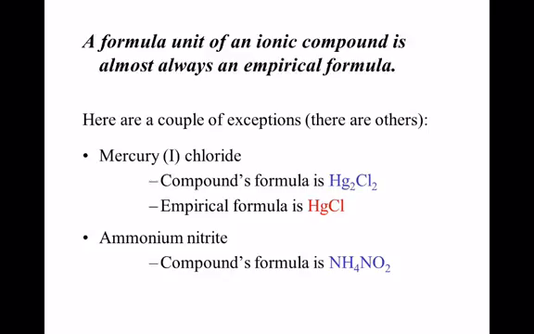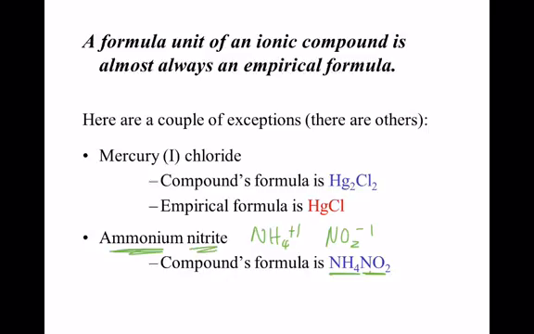Another example would be ammonium nitrite. Again, just to kind of remind you what you should be reviewing for your test tomorrow. Ammonium is NH4 plus 1. Nitrite is NO2 minus 1. Okay, so if we crisscross, we're going to get one of each. So that's actually what you see down here. We have one of each, ammonium nitrite.